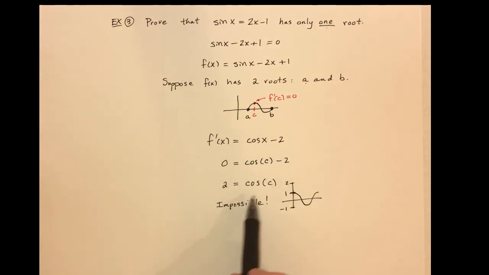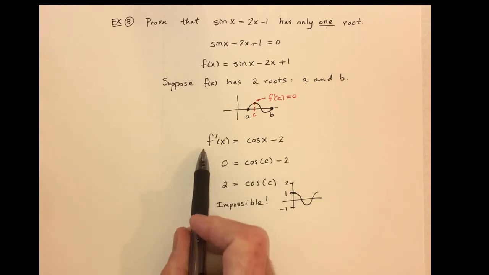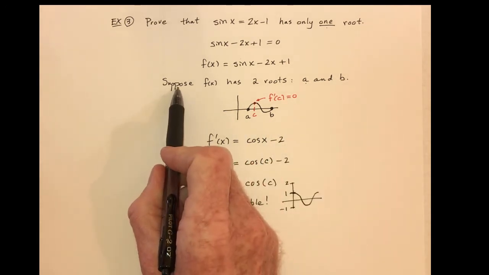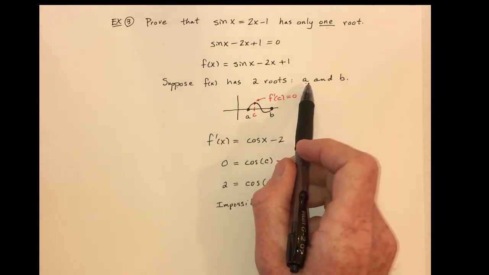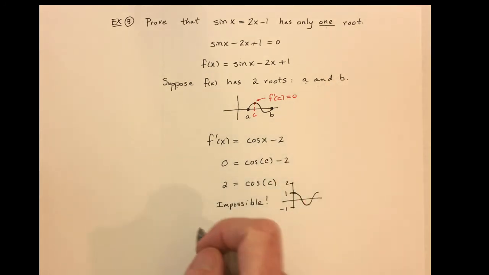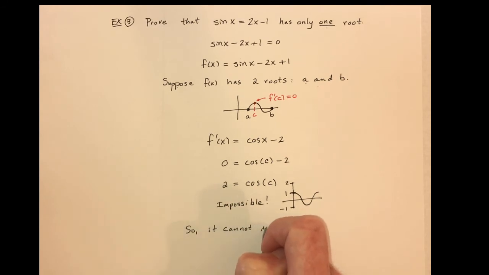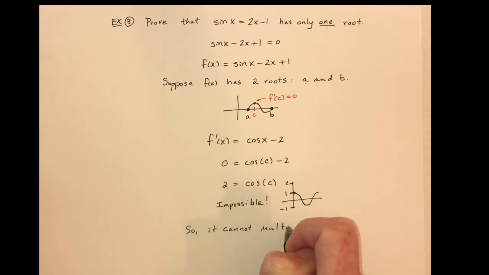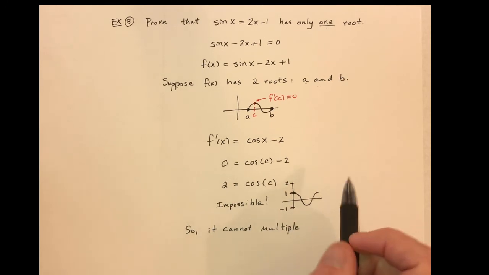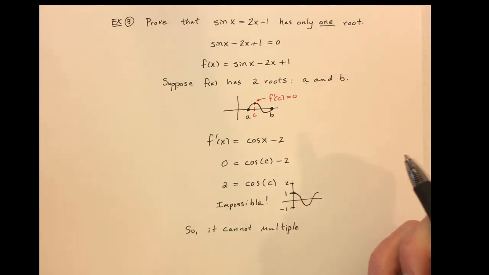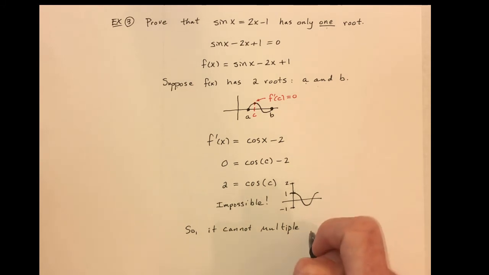So that means that this is impossible, which means this is impossible, this is impossible, and finally my supposition that there's two answers, that's impossible. So it cannot have multiple roots. Because if it can't have 2 of them, it can't have 3 of them, can't have 4 of them, it can't have more than just one.